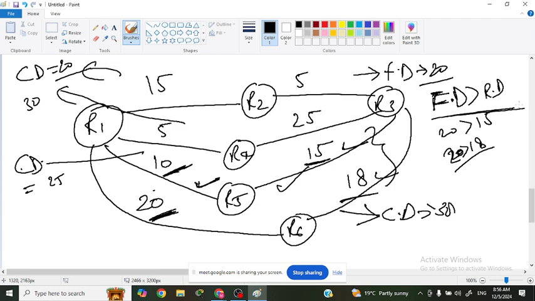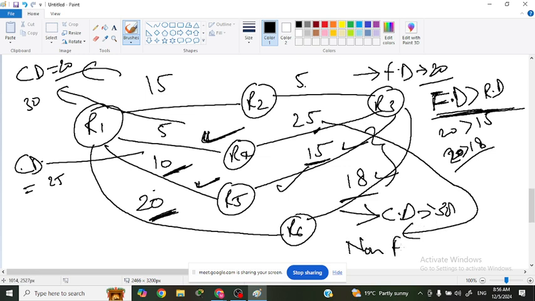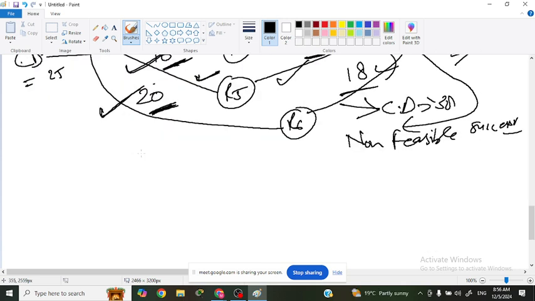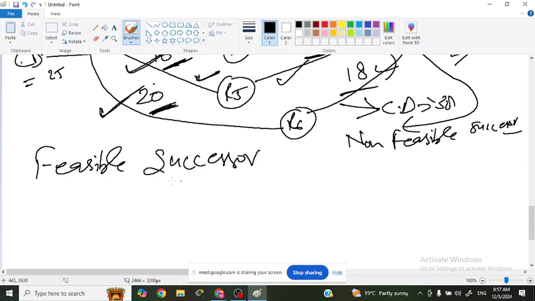So that is the condition for a feasible successor or a non-feasible successor. This will be called a non-feasible successor because the feasibility condition has failed. FD is 20 and RD is 25, so this will be called a non-feasible successor. And for these both paths, the feasibility condition is true, so these both paths are called feasible successors because the feasibility condition is true for both paths.